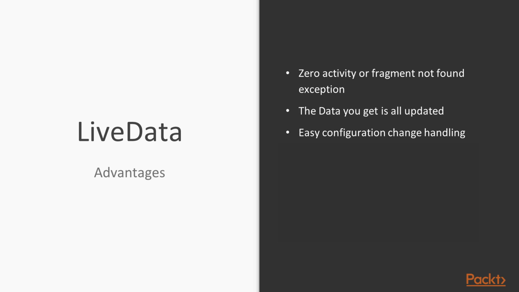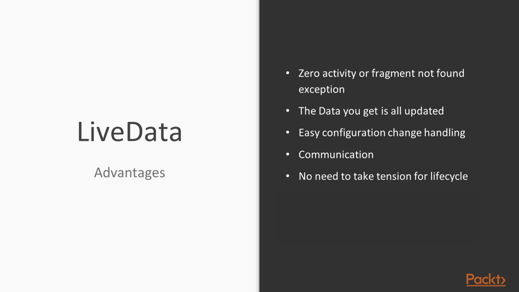Number 3: easy configuration change handling. As the observer fetches the latest updated data, there won't be any cases for configuration change handling. Number 4: communication. For activity or fragment, their intercommunication can also be handled by the observer, and it's just simple. Just create a LiveData class anywhere and you can observe that class from multiple fragments or activities. Thanks to ViewModel for this.